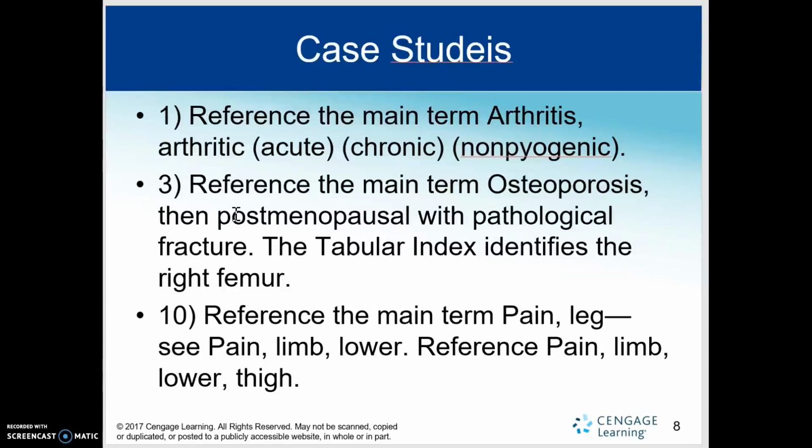So we have M80.051. Now we need a 7th digit, so we have to go backwards to get to our pink box. This was the first time she's being seen for this, so we use the 7th digit of A, initial encounter for the fracture. M80.051A is your code for case study number 3.